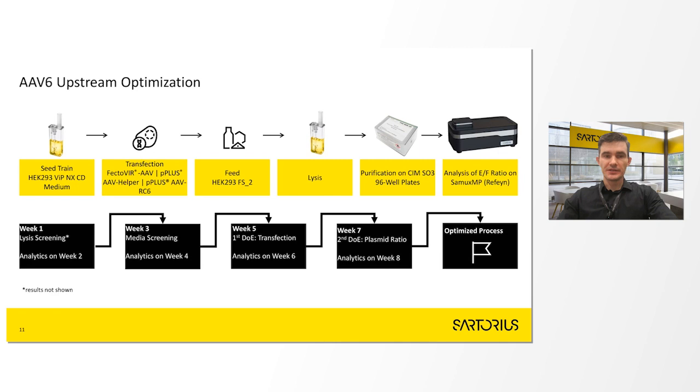I will continue with how we did our AAV6 upstream optimization. In the picture above, we can see how we did a single experiment: how we first grew our cells, how we transfected them, how we added feed, and after our cells grew, we lysed them and then did purification on our plates and analytics on SAMUX MP.